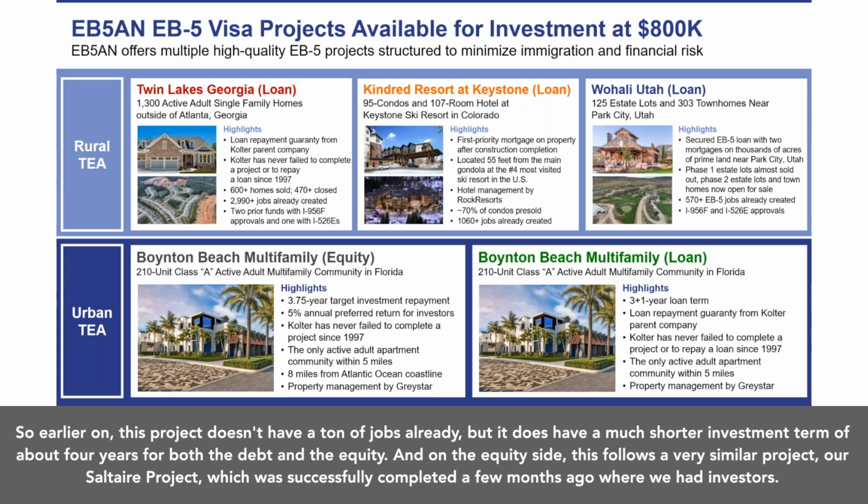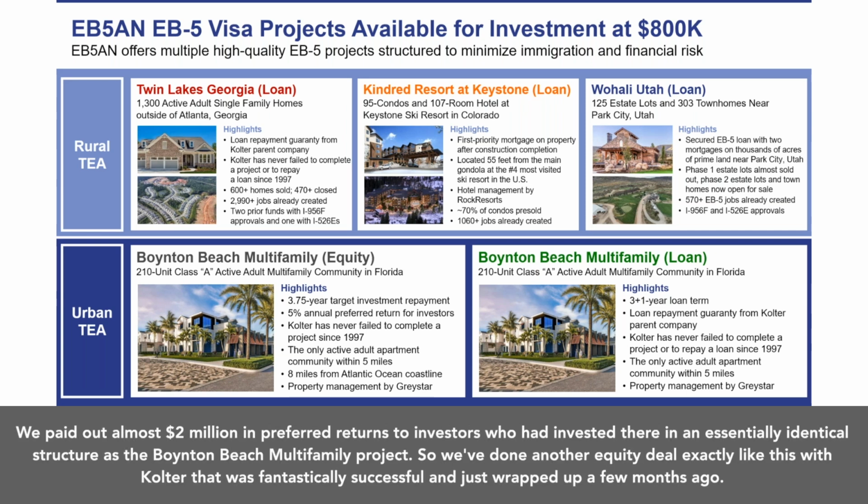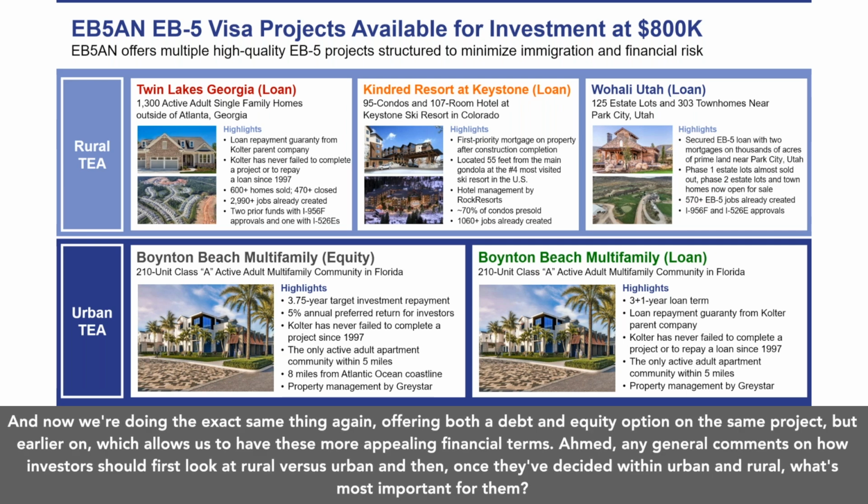So earlier on, this project doesn't have a ton of jobs already, but it does have a much shorter investment term of about 4 years for both the debt and the equity. And on the equity side, this follows a very similar project, our Saltaire project, which was successfully completed a few months ago, where we paid out almost $2 million in preferred returns to investors who had invested there, in an essentially identical structure as the Boynton Beach multifamily project. So we've done another equity deal exactly like this with Coulter that was fantastically successful and just wrapped up a few months ago. And now we're doing the exact same thing again, offering both a debt and equity option on the same project, but earlier on, which allows us to have these more appealing financial terms.